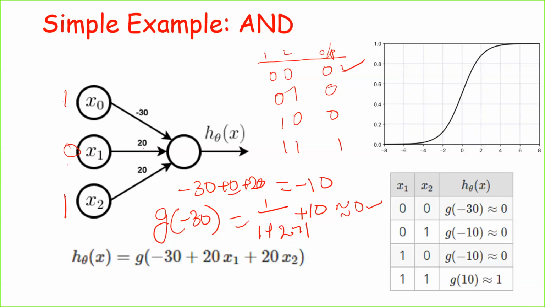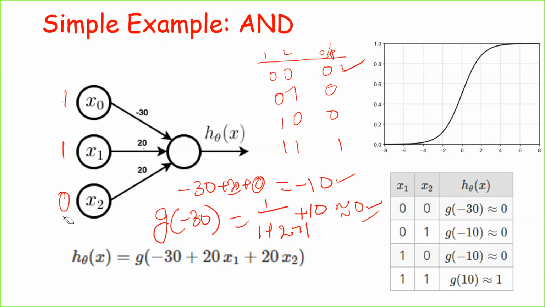Now the next one, 1, 0 as the input. What is the net sum you get if you give 1, 0 as the input? Minus 30, plus 20 this time, and 0 this time. So the total net sum is minus 10. This is also equivalent to 0.